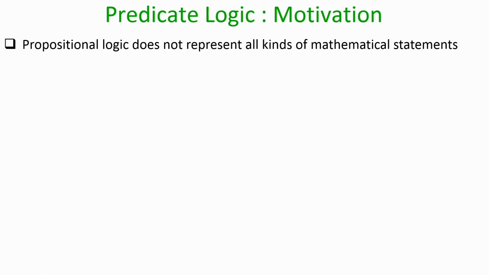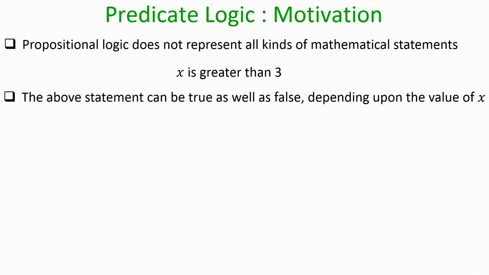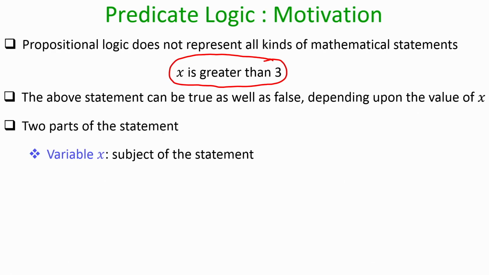It turns out that even though propositional logic is very interesting, it cannot represent all kinds of mathematical statements that we are interested in. For instance, consider the declarative statement that x is greater than 3. It is not a proposition because until the value of x is assigned, we can't decide whether this statement is true or false. The definition of a proposition is a declarative statement which is either true or false, but not both simultaneously. That is not happening for statements of this form.